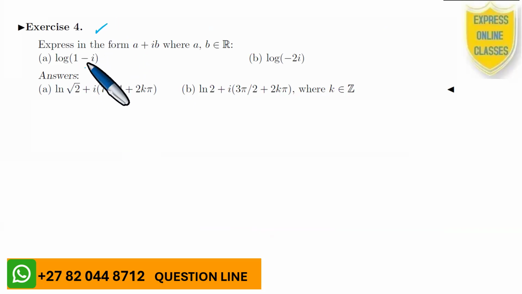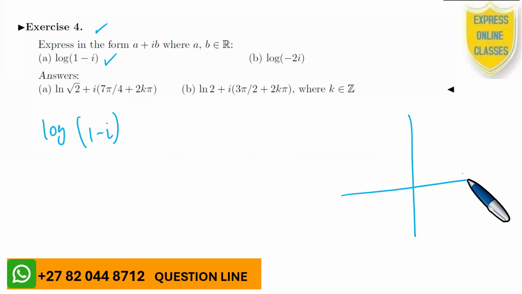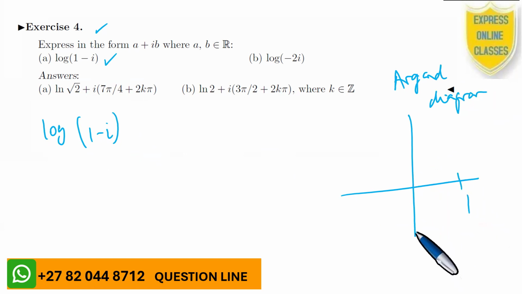Now let us do some exercises on the exponential functions. Let us find the log of this. To find the log of 1 minus i, you must first use the Argand diagram for this. Okay, you must first use the Argand diagram, and then you plot 1 minus i. Right, so you continue. So then you have this, which is the square root of 2, and this angle is minus pi over 4.